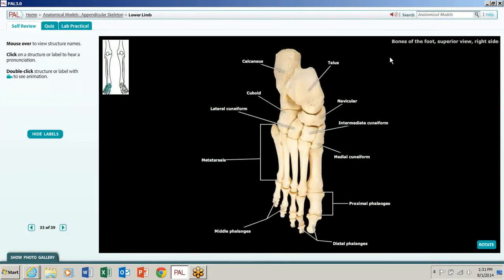There's the bones of the foot, superior view, the right side. So you can see the talus, calcaneus, and the other tarsal bones, the metatarsals, and the big toe, if you will, the proximal phalanges. And this is the distal, and the other digits have middle phalanges.